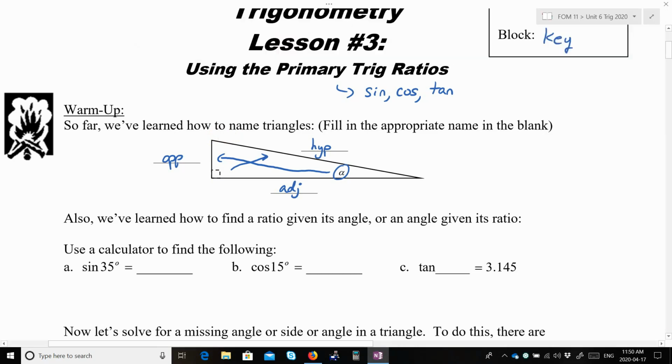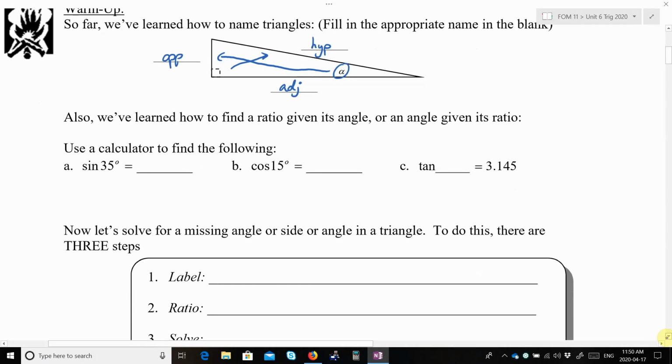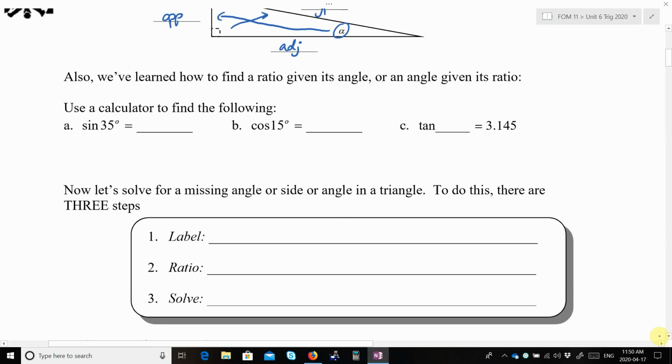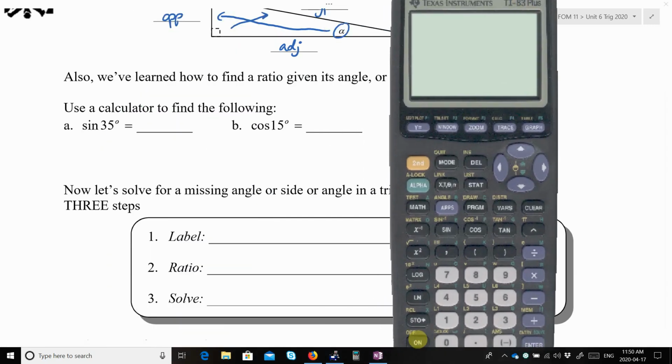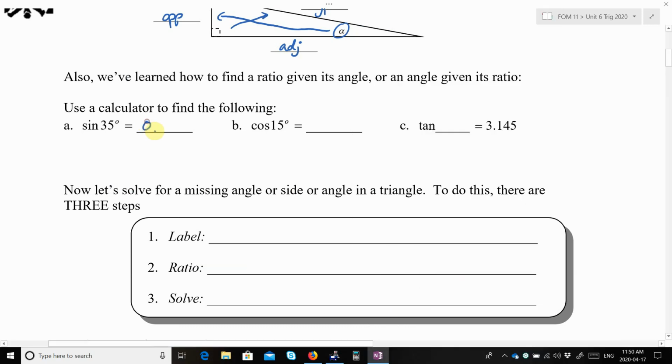Okay, also we learned how to find a ratio given its angle or an angle given its ratio. So we're going to use a calculator to find the following. Let's get out the virtual TI. And again, I see degrees, so we have to make sure we're in degree mode. So let's go, mode, good, degrees highlighted. And I am going to go sine 35, and I get 0.574, let's say, if we go to 3 decimal places.